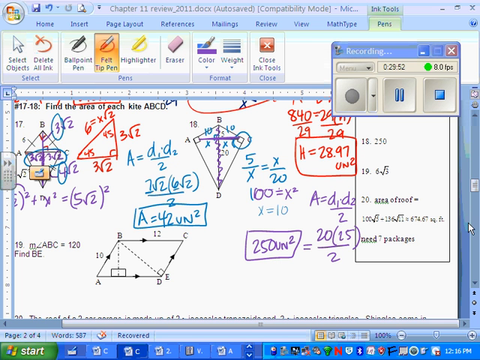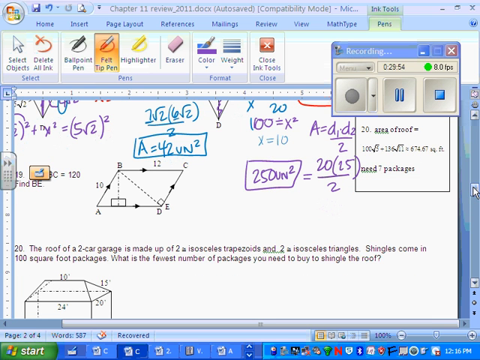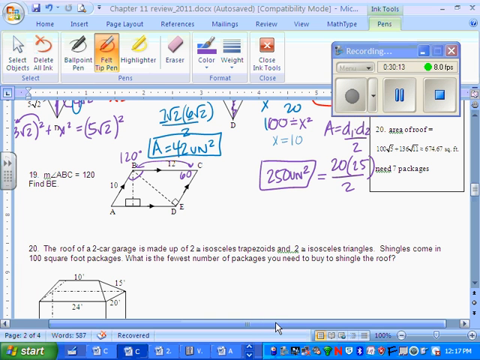Looking at the next problem, ABC. So this whole angle right here is 120 degrees. Okay, knowing that it's a parallelogram, these two angles are supplementary, so I know this is going to be 60 degrees. Okay, I'm looking for BE. Because we know it's 60, I know that across from 60 in the 30, 60, 90 triangle is 2x. 12 equals 2x, so x equals 6, which would be down here, and BE would be 6 root 3.